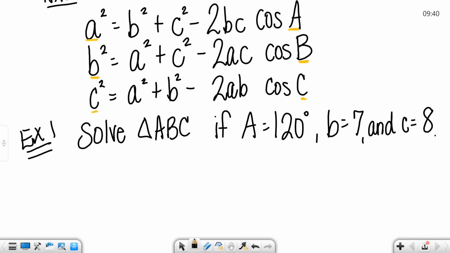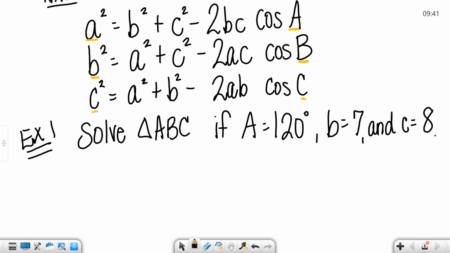Okay, so at first glance, this looks a lot like a problem that we did in section 1. We're given an angle and 2 sides, but pay attention to the angle and sides that we're given. We are given angle A, but we don't know side a, which is opposite it. So we're not going to be able to use law of sines here. It's not going to work. So this is where cosines is going to come into play for us.